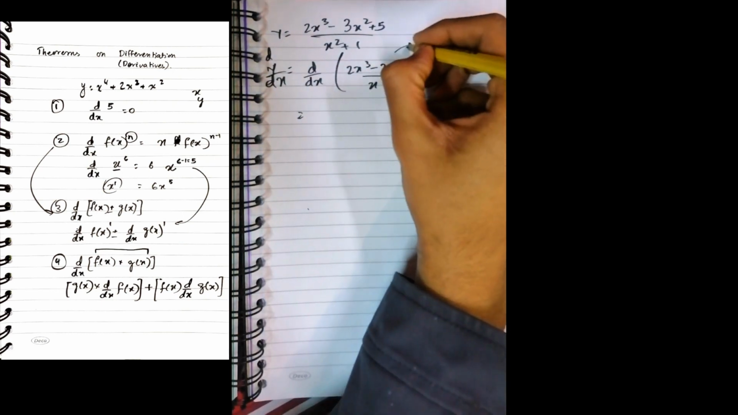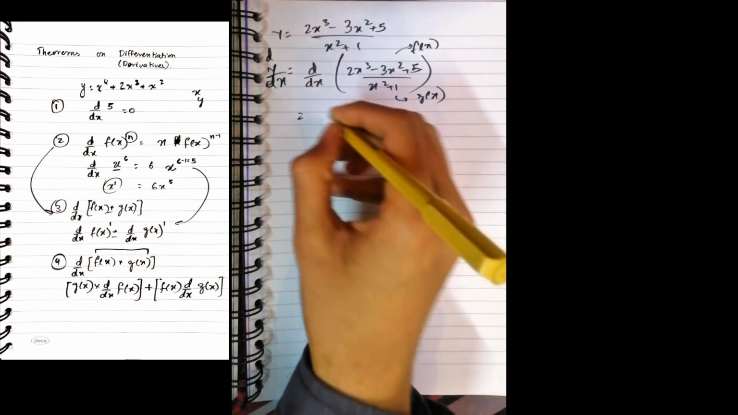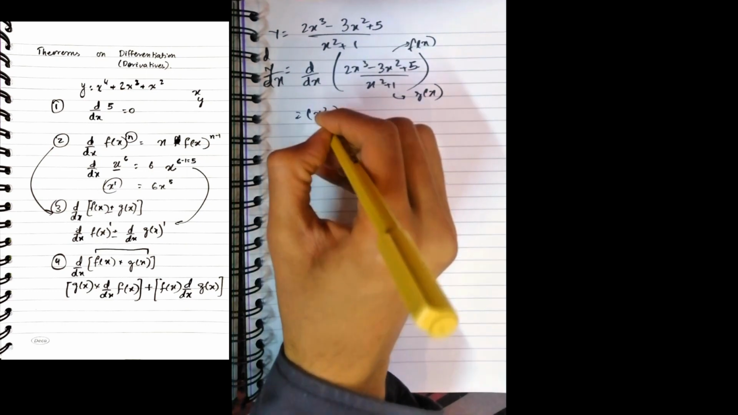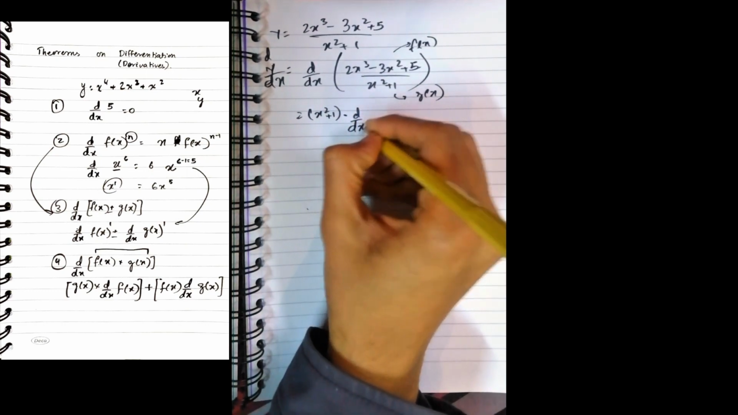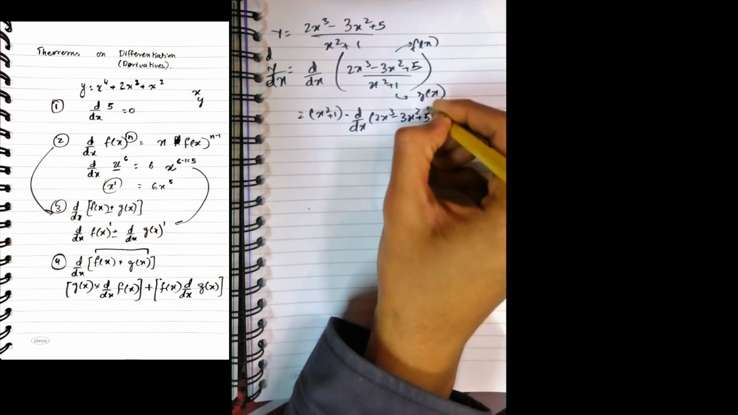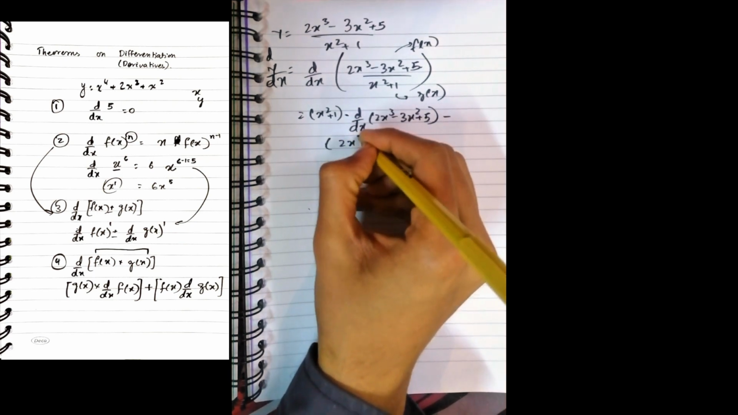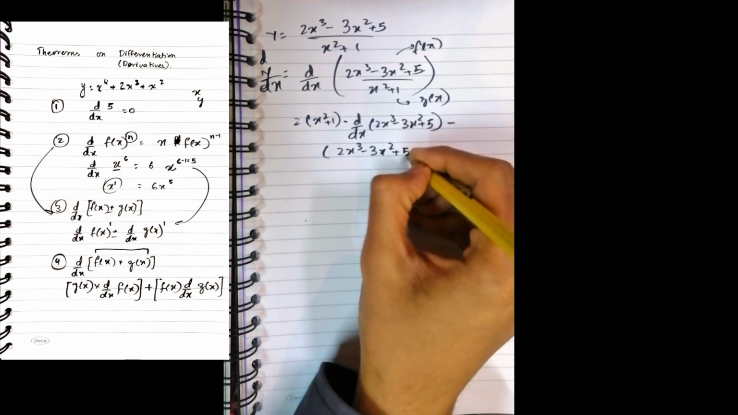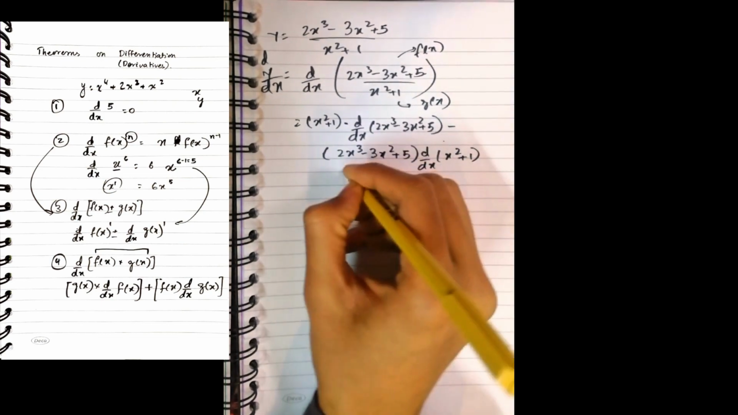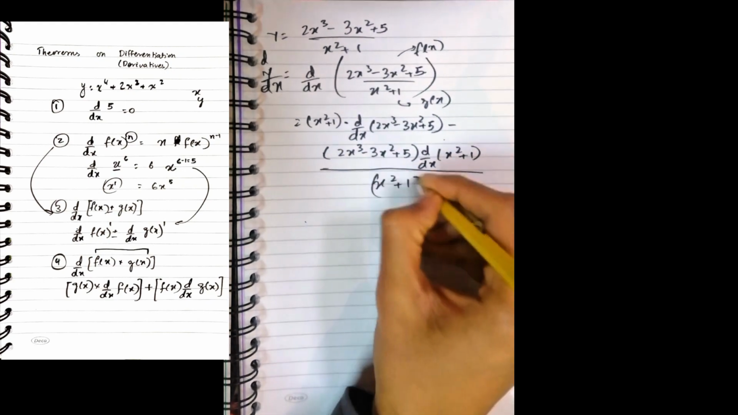This is actually the f(x). You can see the first term. This is the second term g(x). So what do we have to do? First of all, we have to multiply the second term with the derivative of the first term, 2x cubed minus 3x squared plus 5, minus, which is the requirement of the division differential, the first function multiplied by the derivative of the second function, that is x squared plus 1, and this entire thing is divided by the square of the second function.